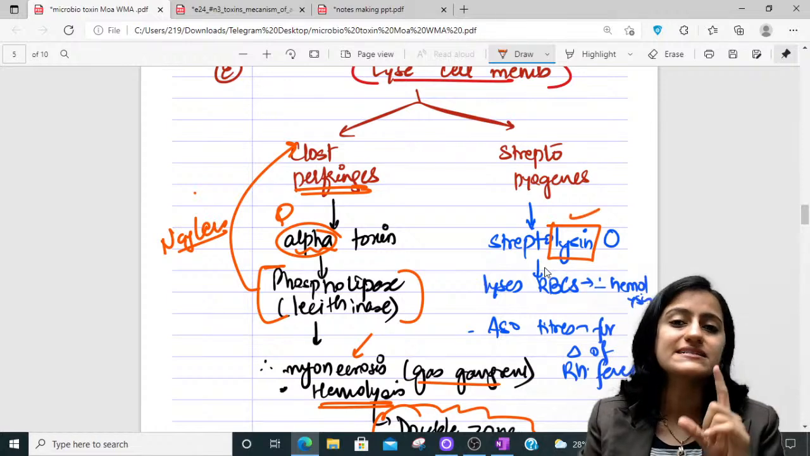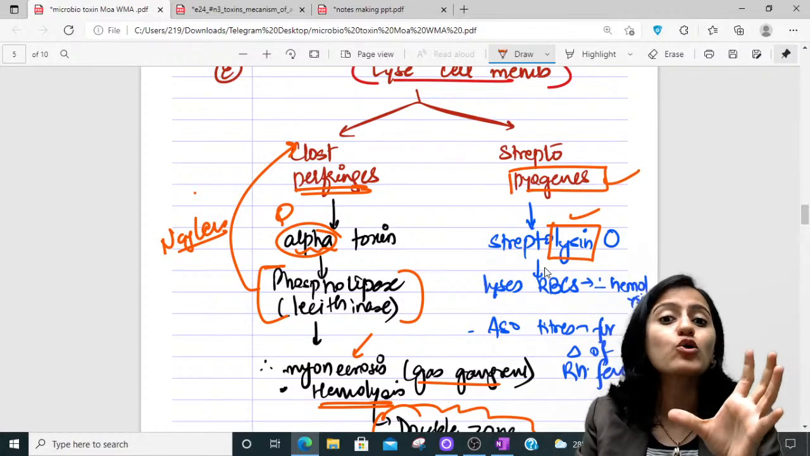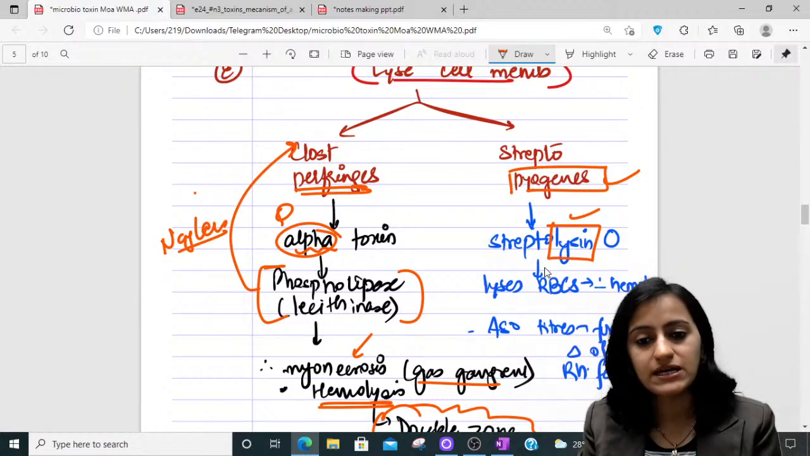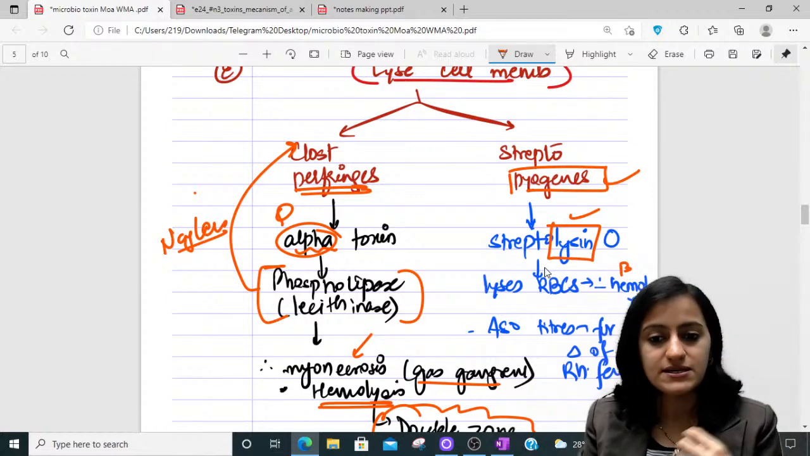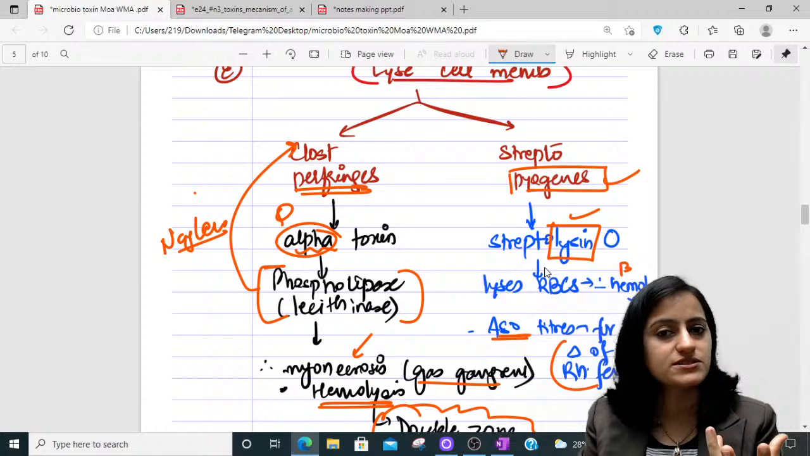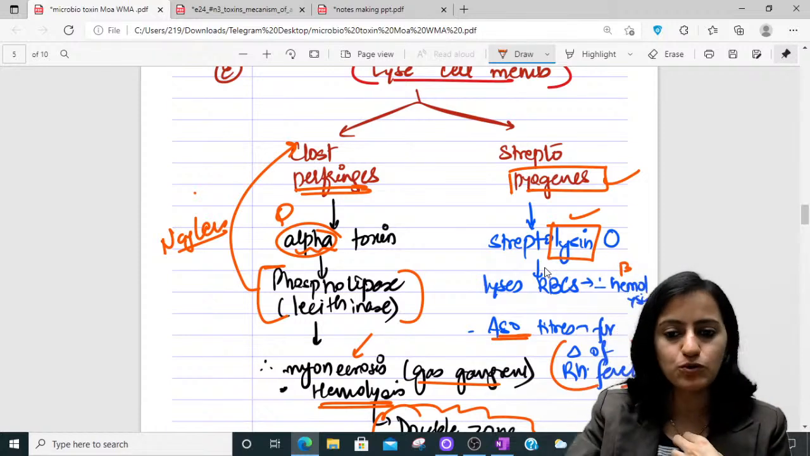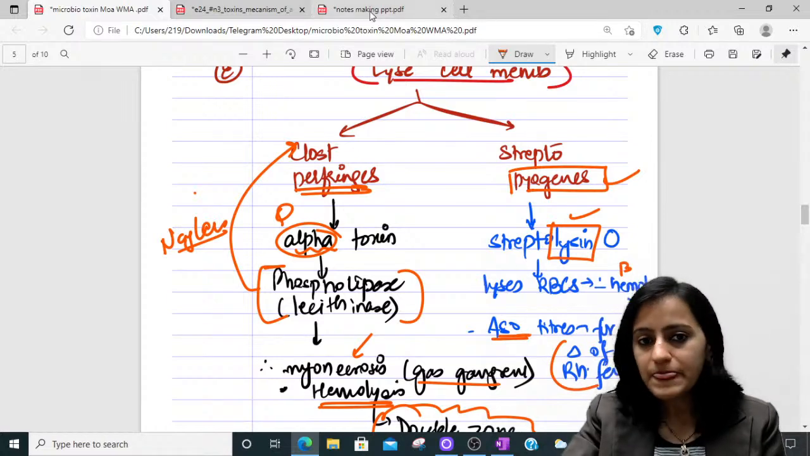As the term says, lysin, it lyses the cell membrane of Streptococcus pyogenes, not Streptococcus pneumoniae. It lyses the cell membrane, and that is how it causes your beta hemolysis. Your anti-streptolysin O titers we use for diagnosis of rheumatic fever, right? Streptococcus common cause. So ASO titers are used for diagnosis of rheumatic fever.